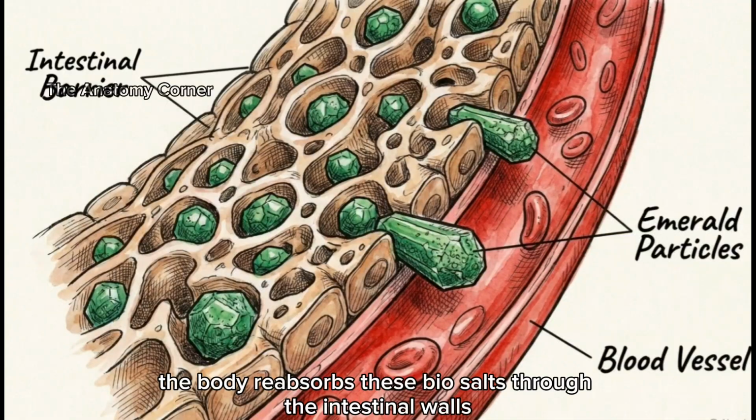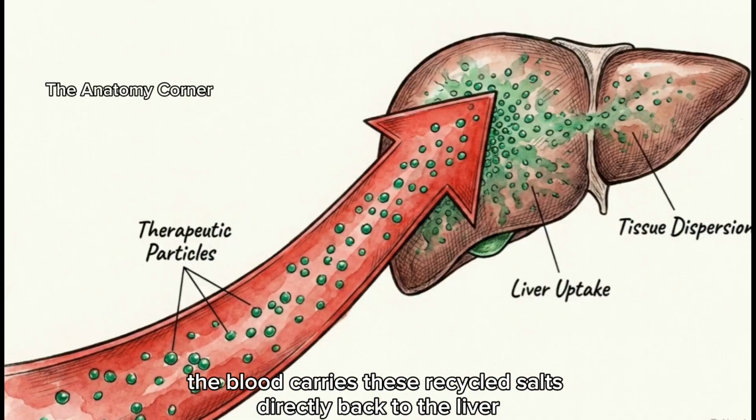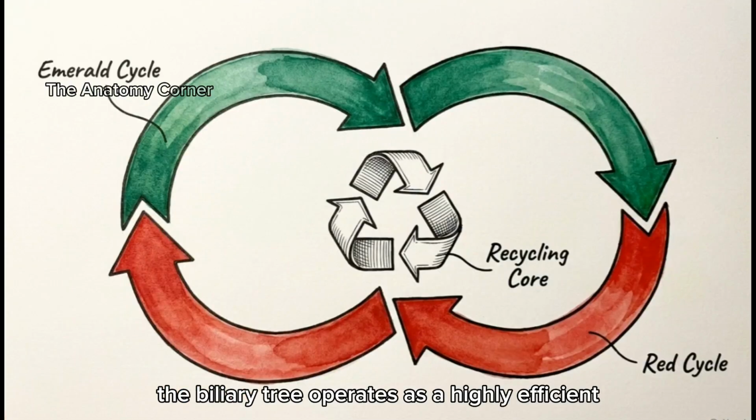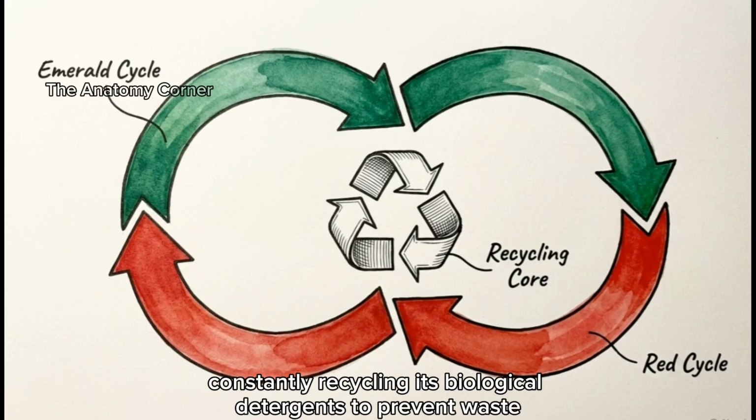At the ileum, the body reabsorbs these bile salts through the intestinal walls and back into the bloodstream. The blood carries these recycled salts directly back to the liver, where they are immediately extracted and prepared for reuse. The biliary tree operates as a highly efficient, closed-loop enterohepatic circulation pathway, constantly recycling its biological detergents to prevent waste.